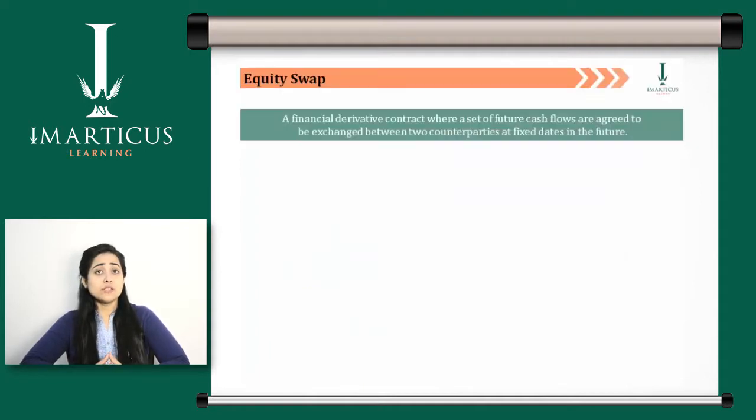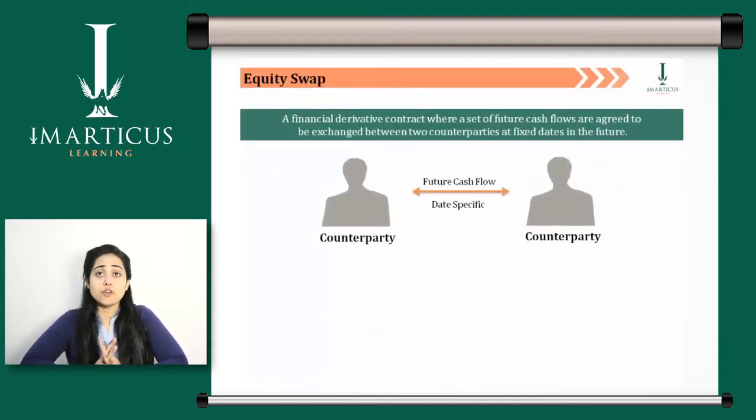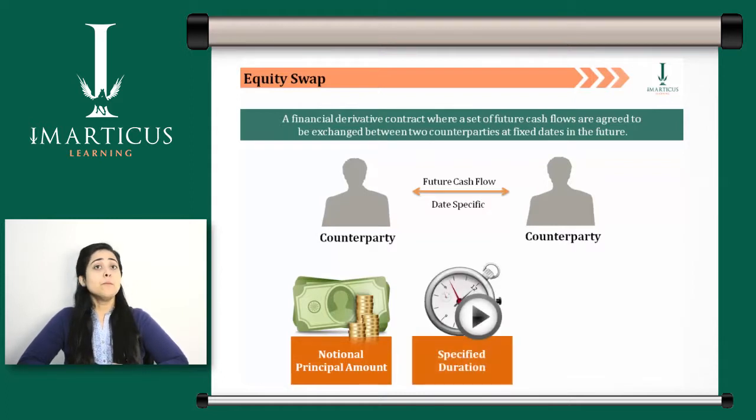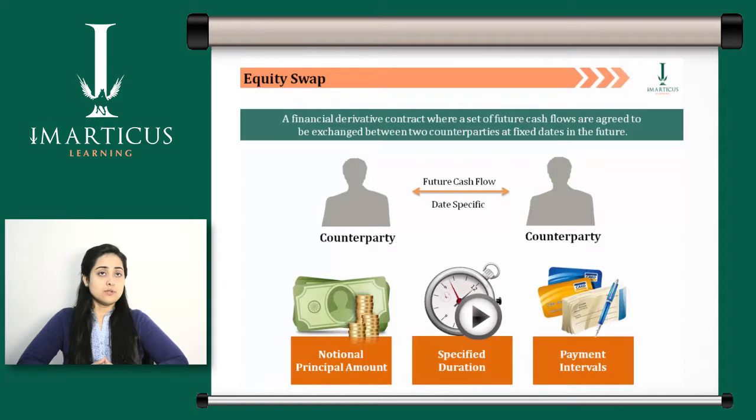An equity swap is a financial derivative contract where a set of future cash flows are agreed to be exchanged between two counterparties at fixed dates in future. Equity swaps are used to substitute for a direct transaction in stock. An equity swap involves a notional principal amount, a specified duration, and predetermined payment intervals.